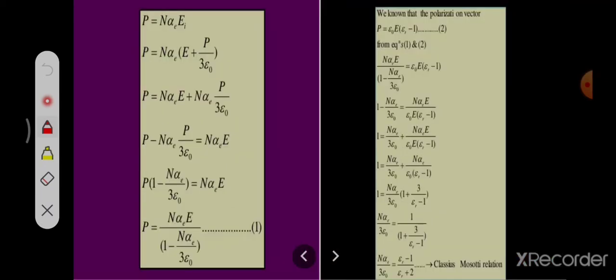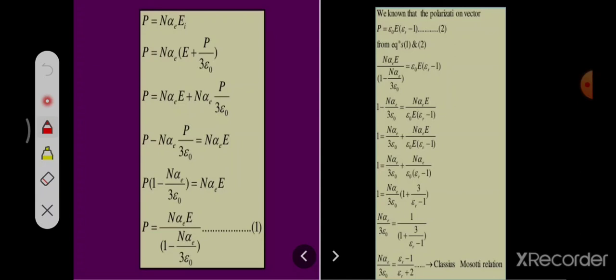P is equal to N alpha E into EI. By substituting EI value, P is equal to N alpha E into E plus P divided by 3 epsilon naught. From this, P is equal to N into alpha E into E plus N into alpha E into P divided by 3 epsilon naught. From this, P minus N alpha E P divided by 3 epsilon naught is equal to N alpha E into E. By taking the common, P into 1 minus N alpha E divided by 3 epsilon naught equal to N alpha E into E.